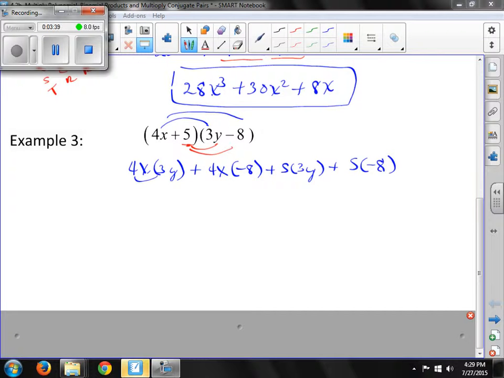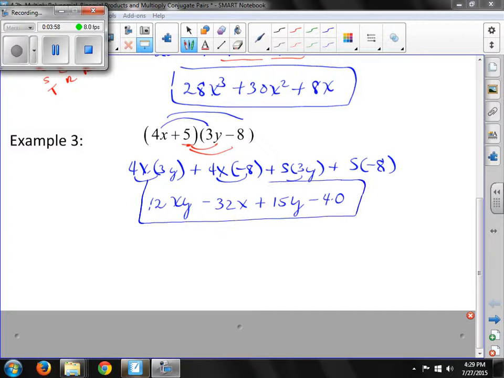So that I have 4 times 3 makes 12, and x times y makes xy. 4 times negative 8 makes negative 32x. 5 times 3y makes 15y. And 5 times negative 8 makes negative 40. There are no like terms here, and so we do have a final answer.